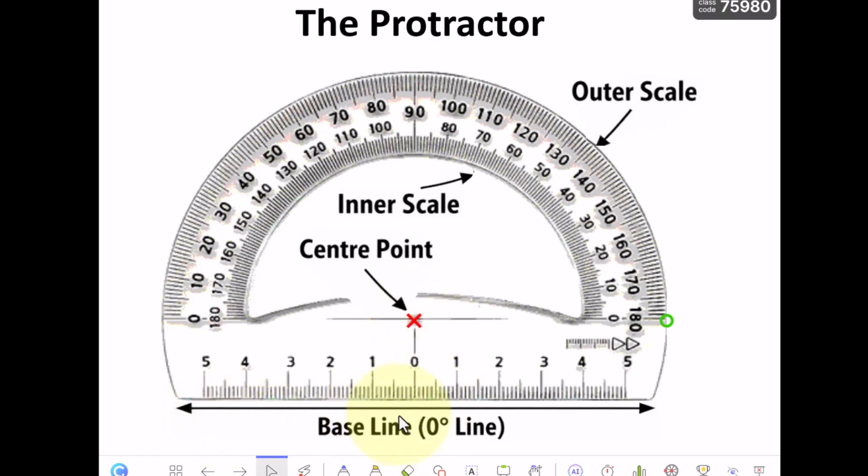Then finally the baseline. So the baseline is this horizontal line that runs from 0 through to 180, or from 0 on this side through to 180. So sometimes you can even use a protractor as a ruler. That's why you also have some centimeter measurement on this side when you use it to rule. So take note of these various parts of a protractor.